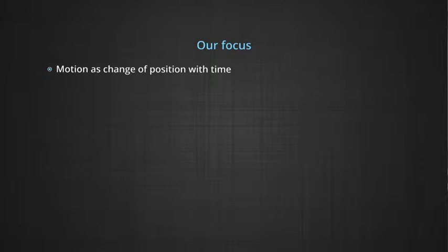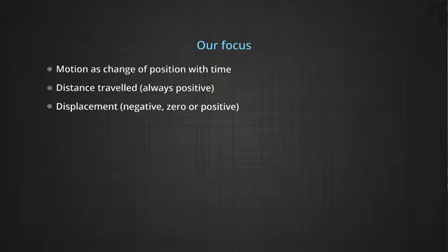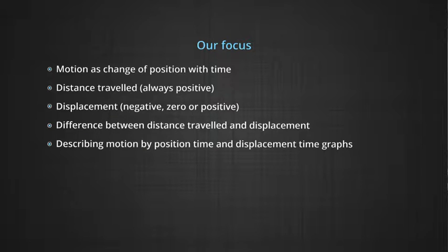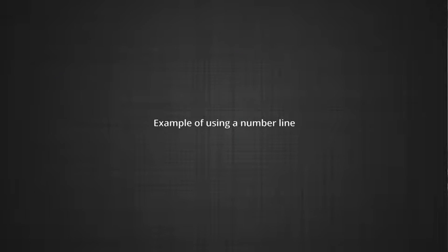We explain this by two terms, distance travelled and displacement. Displacement can be negative, 0, positive, but the distance travelled is always positive. There is a difference between distance travelled and displacement. We can describe motion by position time and displacement time graphs. We are going to take an example using a number line.